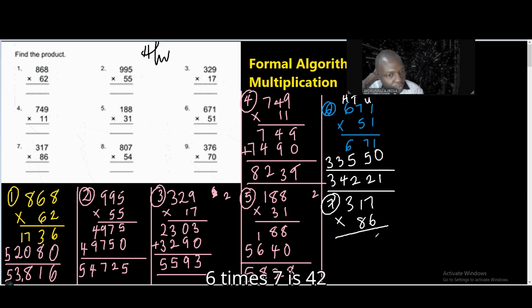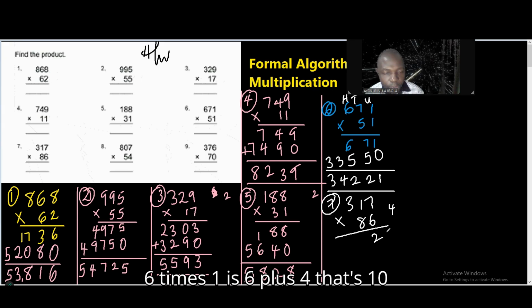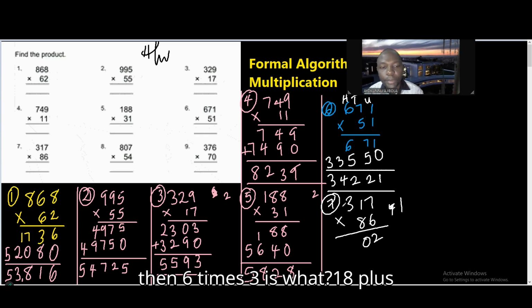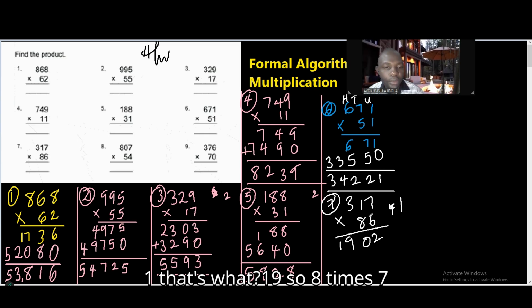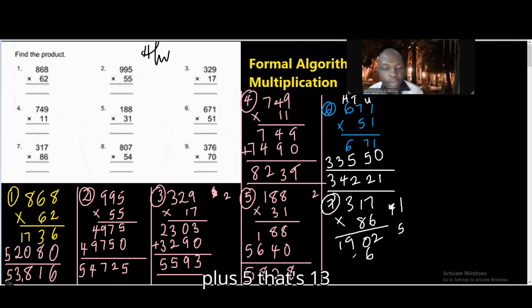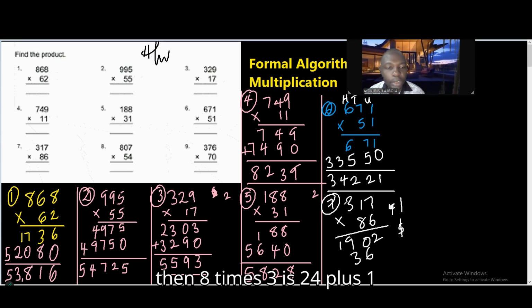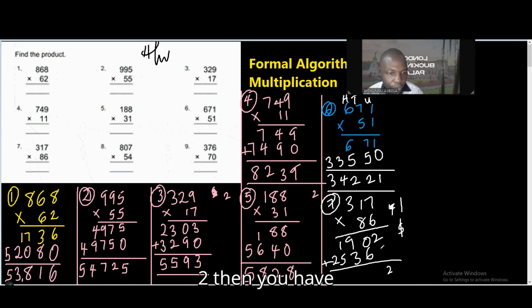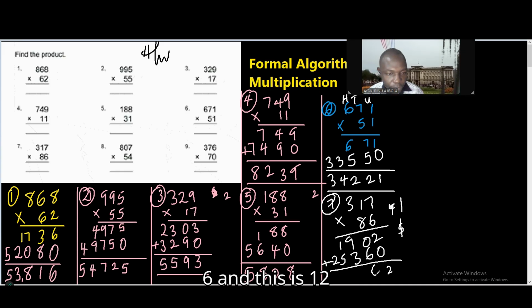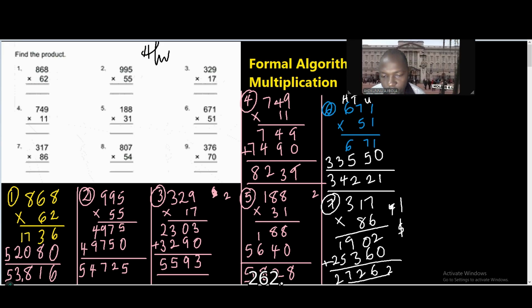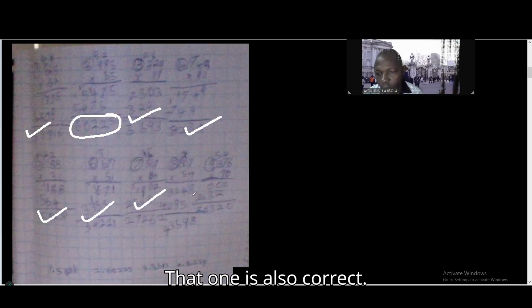6 times 7 is 42. 6 times 1, 6 plus 4, that's 10. Then 6 times 3 is what? 18 plus 1, that's 19. So 8 times 7, 56. 8 times 1, 8 plus 5, that's 13. Then 8 times 3, 24 plus 1, 25. Then you add them together. So you have 2. Then you have 6. And this is 12. This becomes 7. That's 27,262. Yeah, that one is also correct.